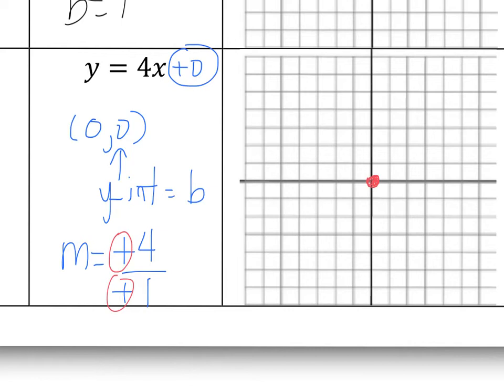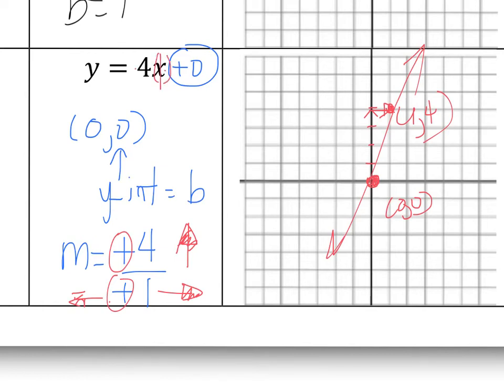Because it's positive 4, I need to shift up 4 units. 1, 2, 3, 4. Draw an arrow, and then shift to the right. As you can see, it seems like every single one of them is shifting to the right. If this is negative, you have to shift to the left. And that's your graph. One point will be (0, 0), and the other one will be (1, 4). And if we sub 1 back here, 4 times 1 is 4.